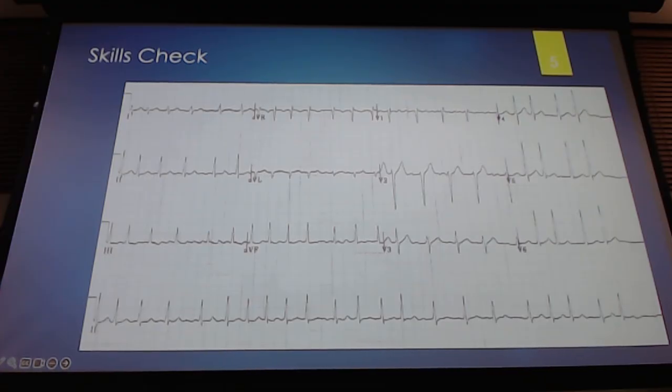Okay. So, do you see obvious P waves? No. So that means it's not multifocal atrial tachycardia. Do you see flutter waves? Not really, right? We see a whole bunch of stuff here, but nothing really flutter. We see something there, but we don't see clear flutter waves. So what do you think this is then? This is atrial fibrillation, right? Atrial fibrillation.